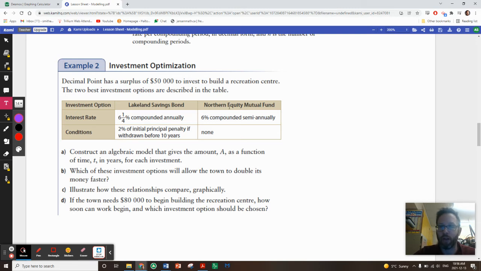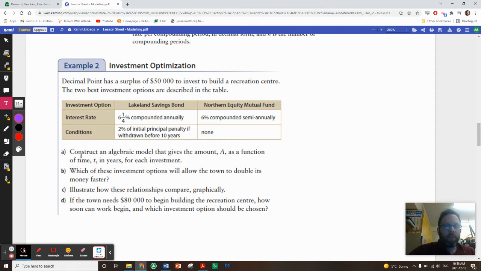Our second option is Northern Equity Mutual Fund. So we get a smaller interest rate overall. However, the interest is calculated more often. It's calculated semi-annually, which means twice per year. There are no conditions on this one for withdrawing our money early. We can withdraw our money whenever we want. And this is kind of realistic. There is a trade-off between these two things. You know, you can't have your cake and eat it too. You want the best interest rate, there might be conditions on it.